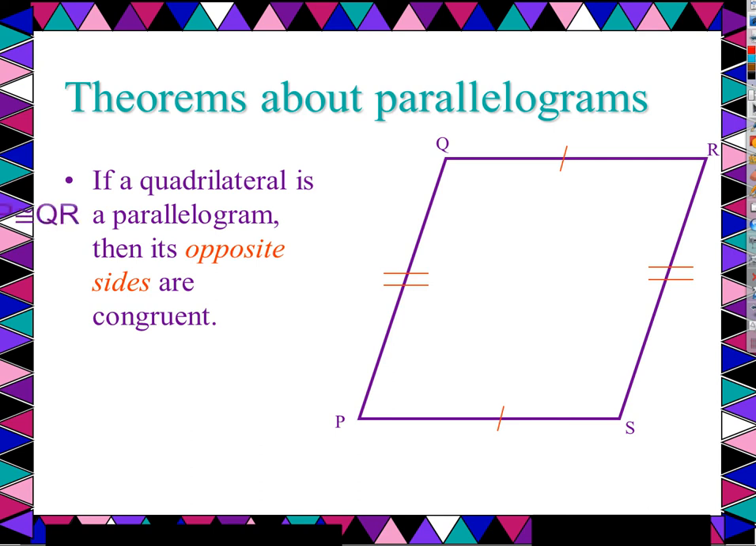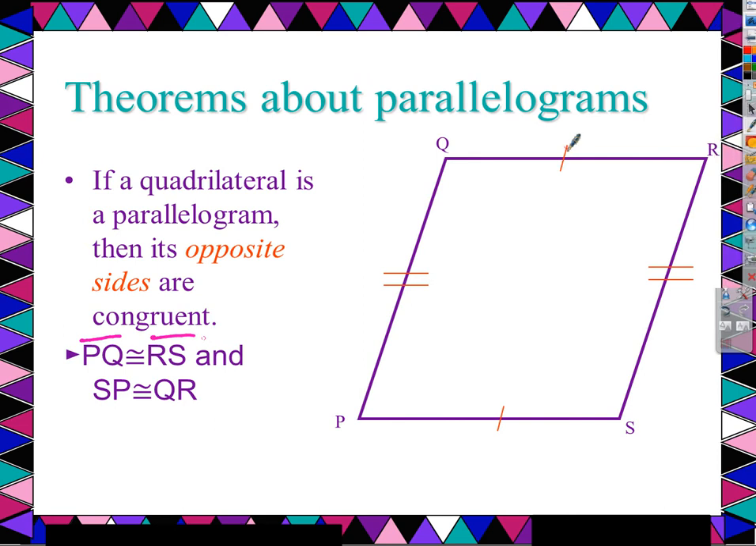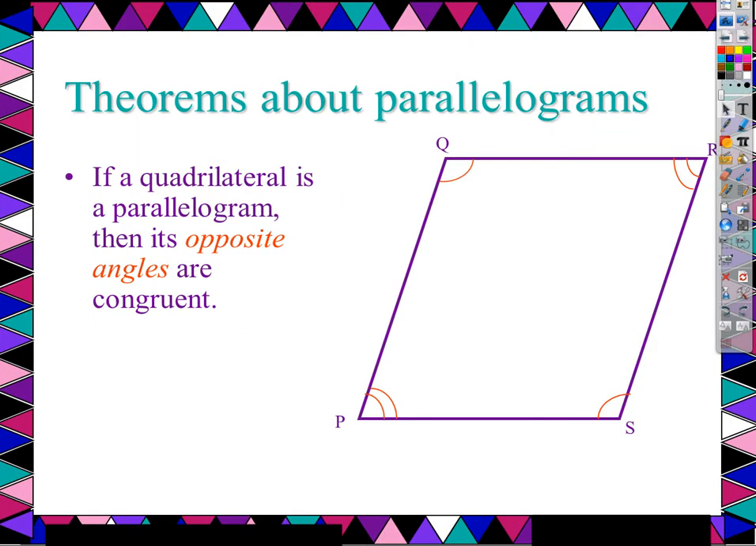We would know in this case that PQ has to be congruent to RS, and then QR is congruent to PS. Okay, also, not only are opposite sides congruent, opposite angles are congruent. So angle Q has got to be congruent to angle S. Angle R has to be congruent to angle P, right? That's always true.